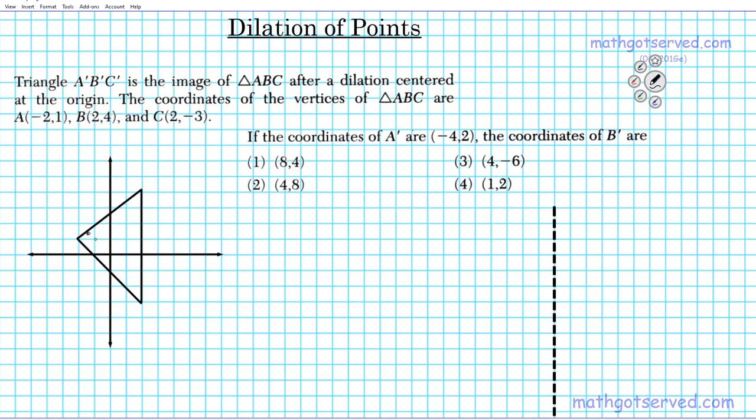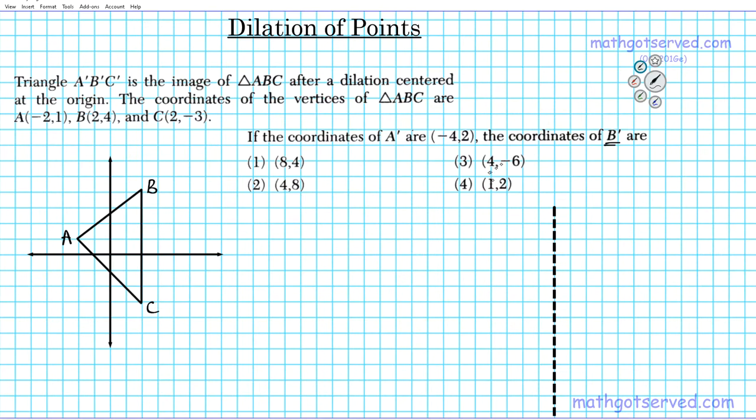If coordinates A prime are (-4, 2), the coordinates of B prime are what? So let's say this is point A right here, the vertex to the left, this is B, and this is C. You're given the coordinates of A, B, C. You're given one of the points, one of the vertices that have been dilated, (-4, 2), which is A prime, and you're to use this information to generate what B prime is.